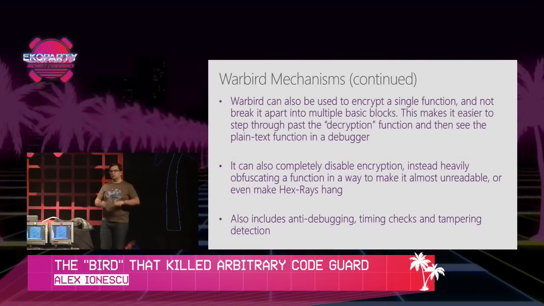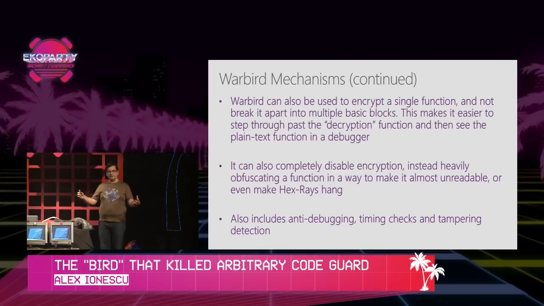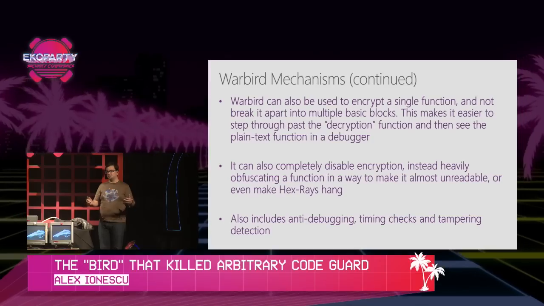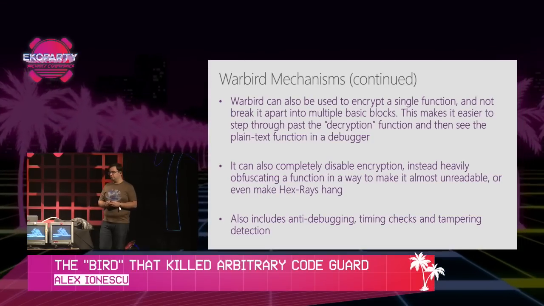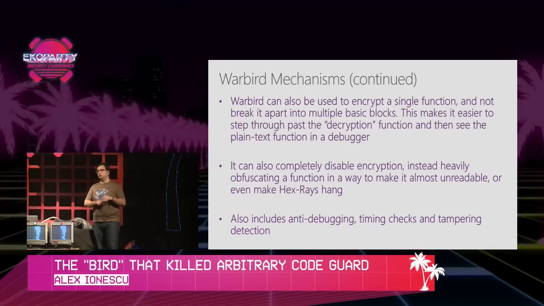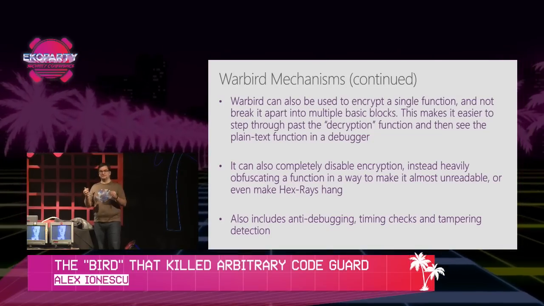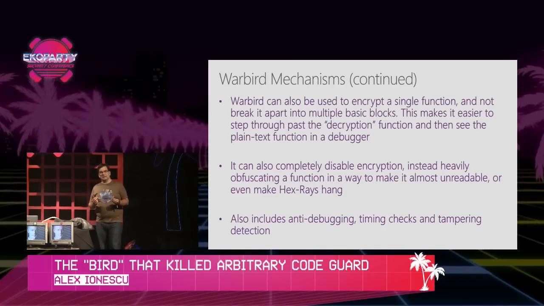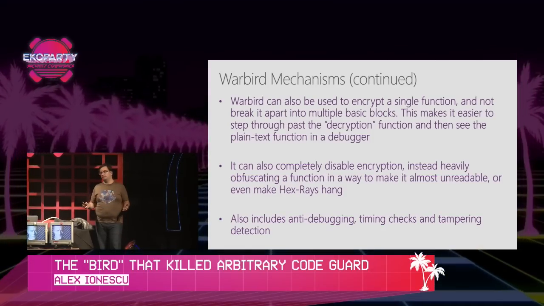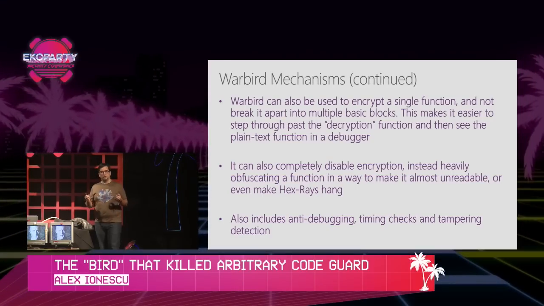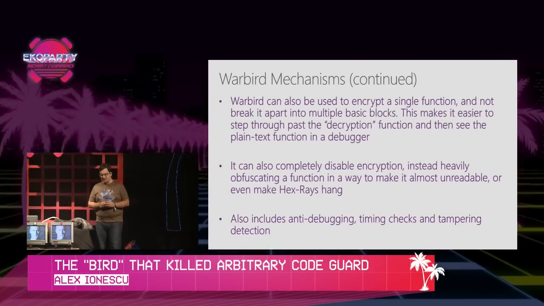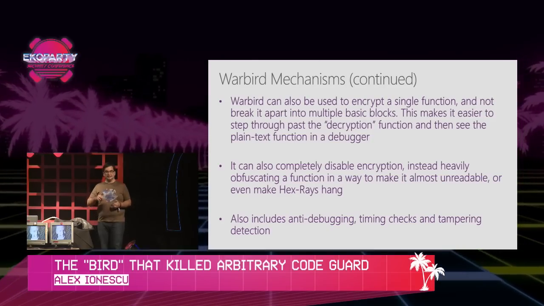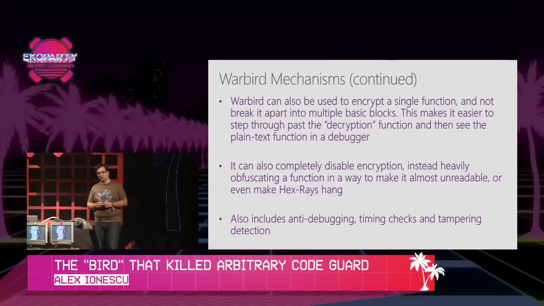Now, Warbird can also encrypt a single function without breaking the basic blocks. So you can just have Warbird encrypt this function, and if I look at it in a disassembler, I need to know the decryption key to find out what it's doing. Or you can say, you know what, don't encrypt at all, just make the function unreadable. So it has a very, very powerful obfuscator that makes the code extremely hard, if not impossible, to understand with static analysis. In fact, Hex-Rays, the decompiler, would in older versions actually hang if you made it disassemble a Warbird-protected function.